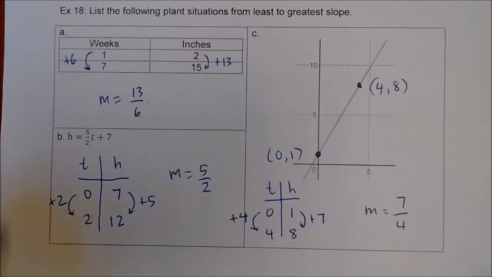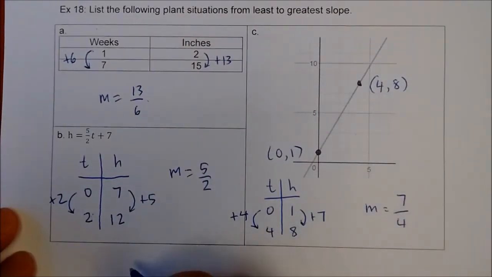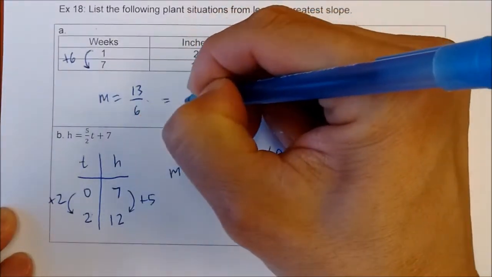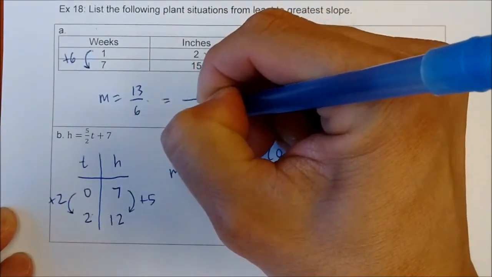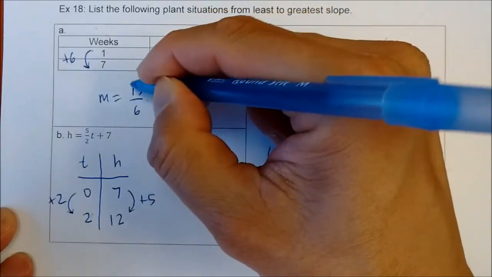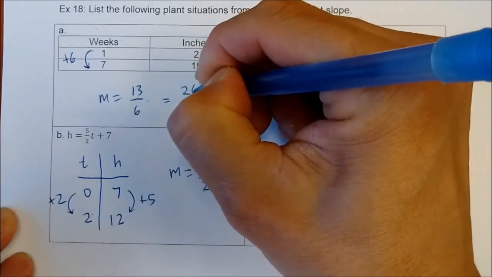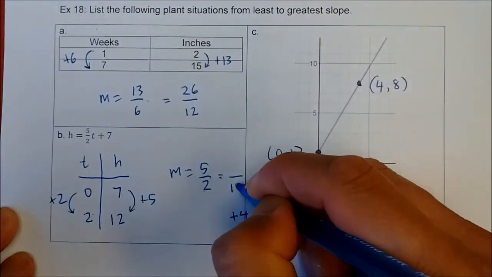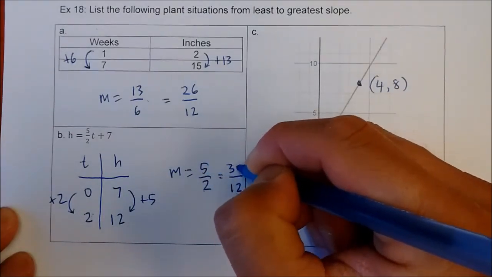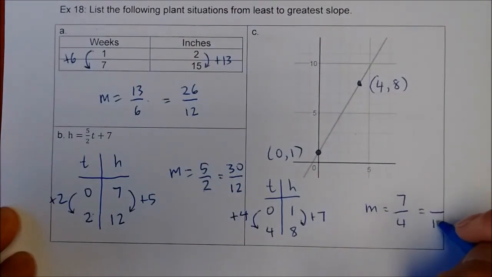Now, to compare these three slopes, we'll have to find a common denominator. So I think we can see that 6, 2, and 4 have a common denominator of 12. So let's go through here and make that a 12 there. 6 times 2 equals 12. So 13 times 2 equals 26. And here, a denominator of 12. 2 times 6 equals 12. 5 times 6 equals 30. And a denominator of 12 here. 4 times 3 equals 12. 7 times 3 equals 21.